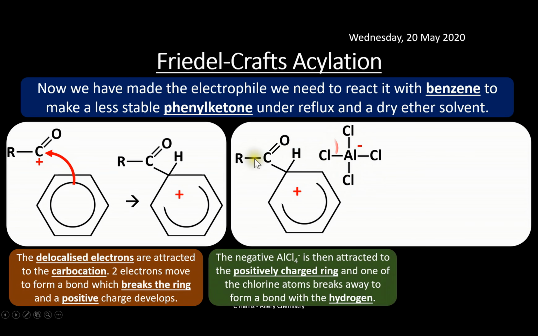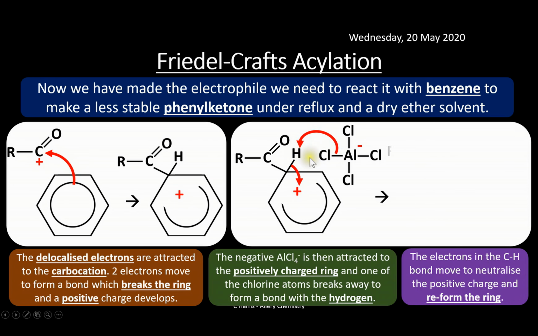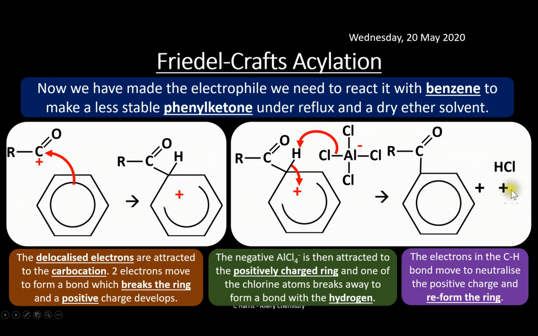So what happens is the electrons from here actually now start to form a bond here with the hydrogen. Obviously this bond then breaks, as you can see there. Okay, and so effectively the chlorine then reacts with the hydrogen to form HCl. There it is. There's your HCl. And obviously we'll form our catalyst back again.